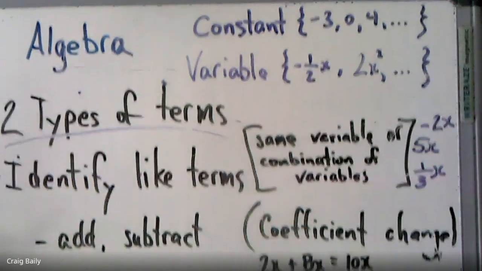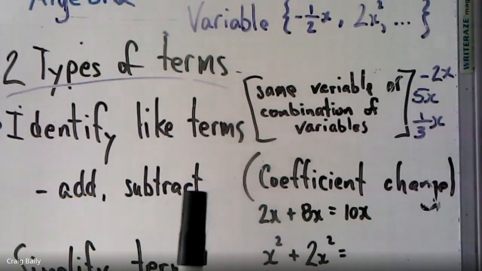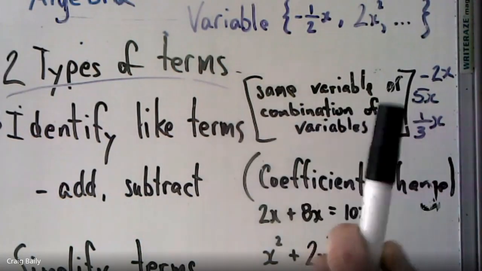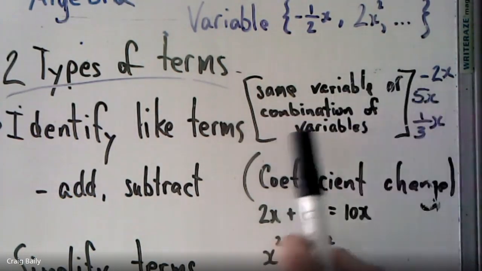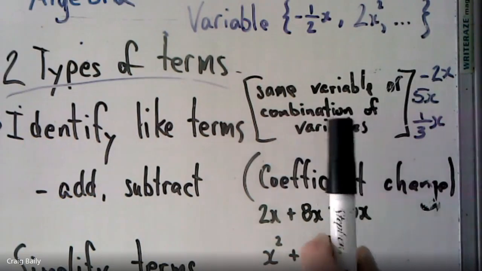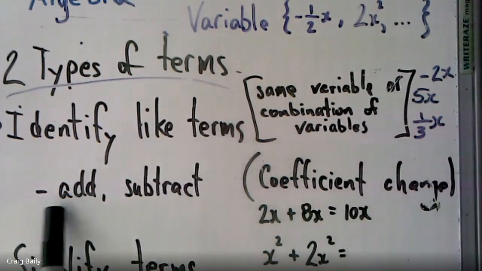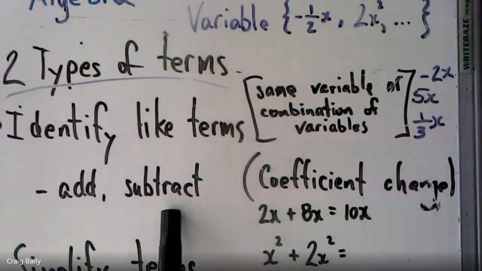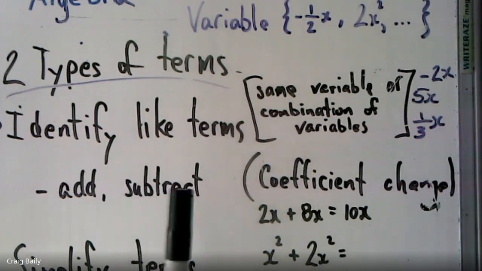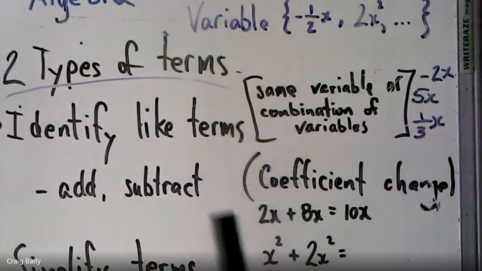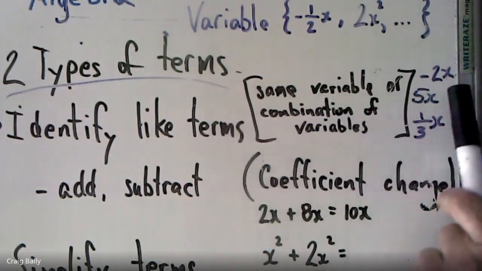We should also be able to identify what are known as like terms. And the way we can do that: if a term or if multiple terms have the same variable or the same combination of variables, that makes these things like terms, and that means we can add them or subtract them. Now, you can only add or subtract terms if they are like terms. And that again means they've got the same variable or combination of variables.